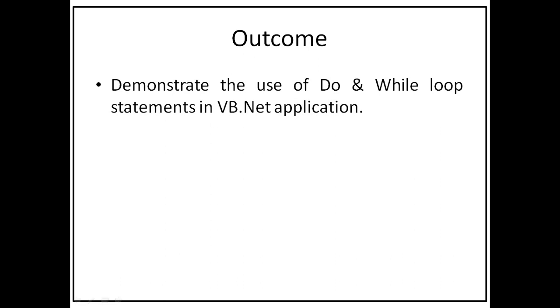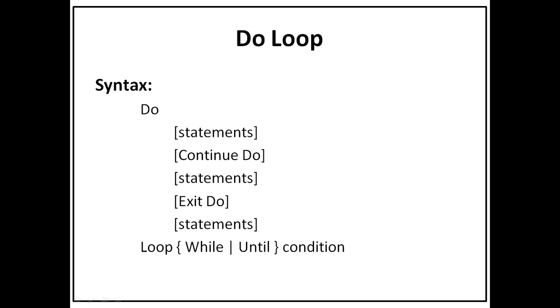Outcome: after completion of this lecture, you will be able to demonstrate the use of do and while loop statements in VB.NET applications. Do loop. This is the syntax of the do loop. The first word will be do, and in that there will be a single statement or multiple statements. All those statements will get executed. Here we can have exit do to come out of the do loop, and at the end there will be loop. Either we can use while or until and the condition.